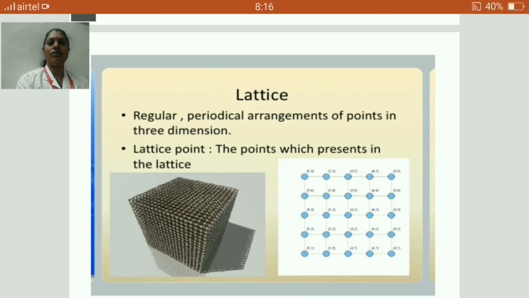In this crystallography unit, there are some terms we have to familiarize ourselves with. The first one is the lattice. A lattice point is the point which represents an atom's position. It is an imaginary point which represents the atom's position. A periodic arrangement of lattice points in 3 dimensions gives the lattice.